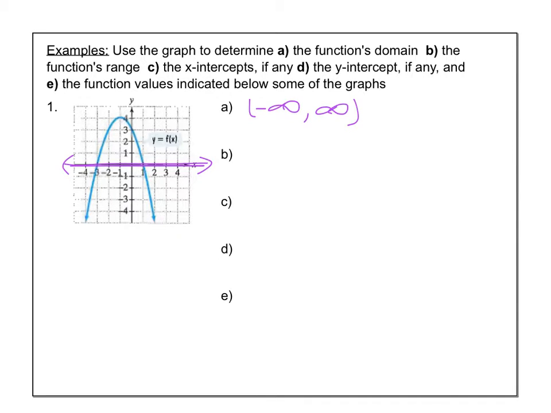So domain, remember, is x. So our domain right now is from negative infinity to positive infinity. The range, I'm going to do this in red up here. The range is talking about y.